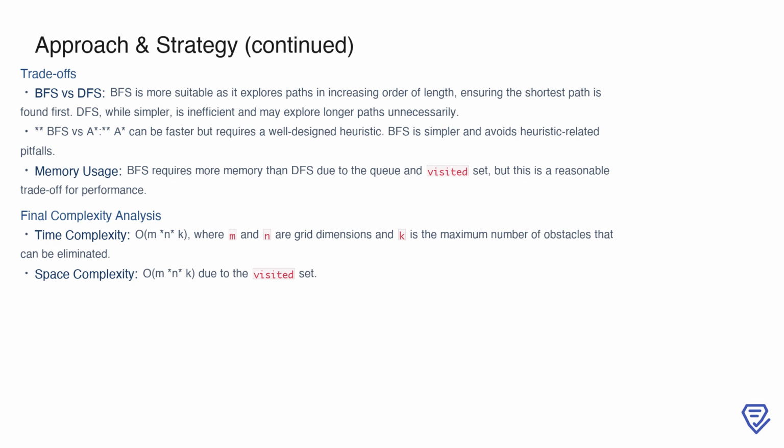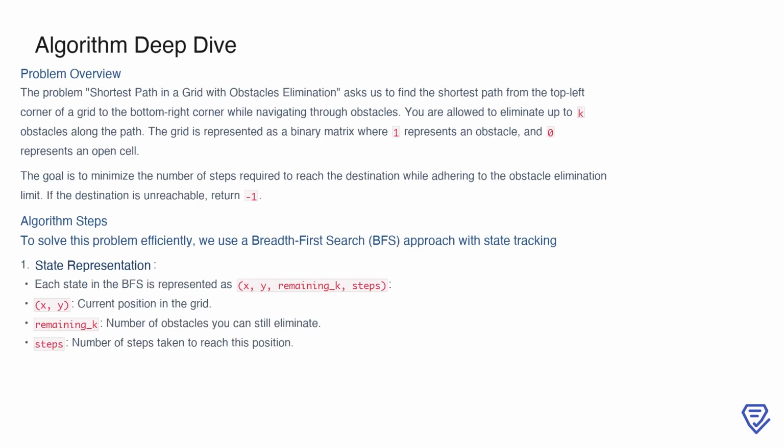In this problem, we're tasked with finding the shortest path in a grid from the top left to the bottom right corner. The twist is that the grid contains obstacles, represented as ones, and open cells, represented as zeros. Additionally, we are allowed to eliminate up to k obstacles along our path. The challenge is to minimize the number of steps required to reach the destination while adhering to this obstacle elimination limit. If it's impossible to reach the destination, we return -1.